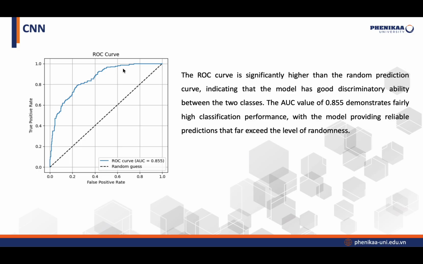This is the ROC curve chart. The ROC curve is significantly higher than the random prediction curve, indicating that the model has good discriminatory ability between the two classes. The AUC value of 0.85 demonstrates fairly high classification performance, with the model providing reliable predictions that far exceed the level of randomness.